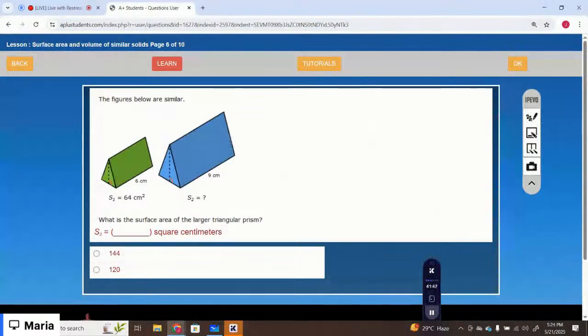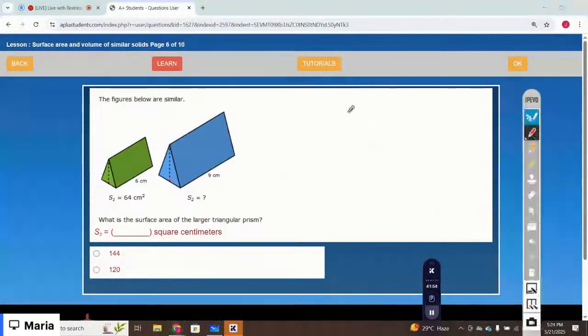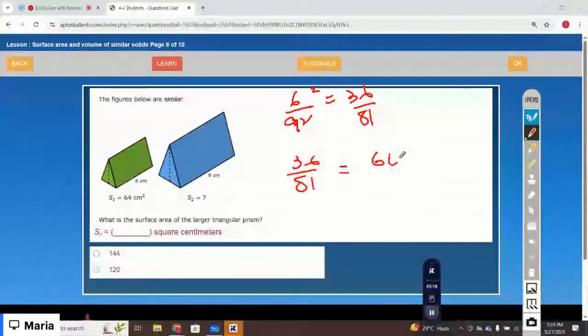The figures below are similar. Right? What is the surface area of the larger triangular prism? So it would be 6 squared divided by 9 squared. That is 36 over 81. 36 over 81 equals 64 divided by S2. So S2 equals 64 times 81 over 36.